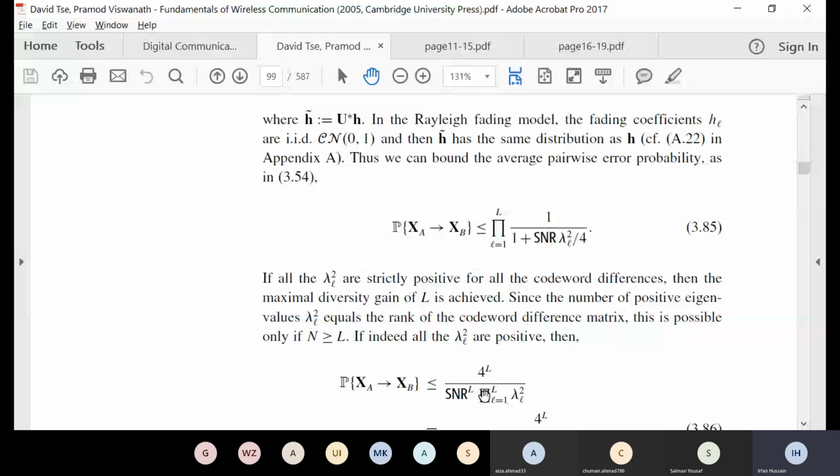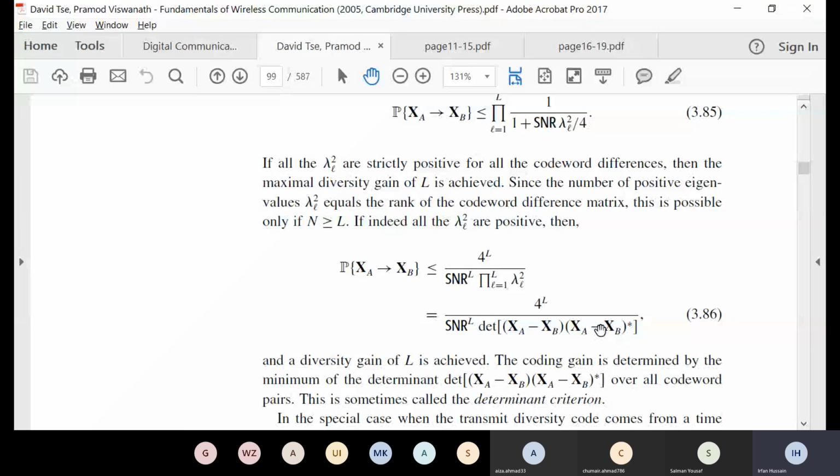The probability of confusion is actually nothing but the determinant of the difference of the code words, the difference of the code words between XA and XB. So we will find the difference.